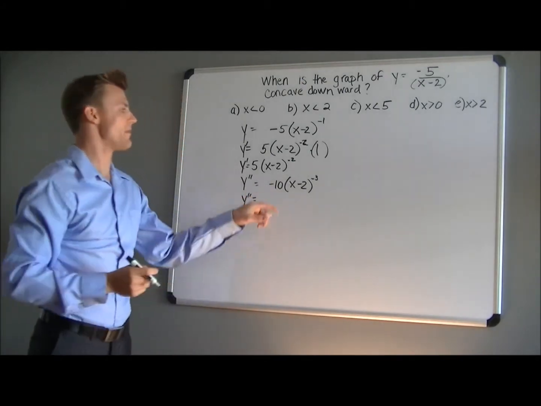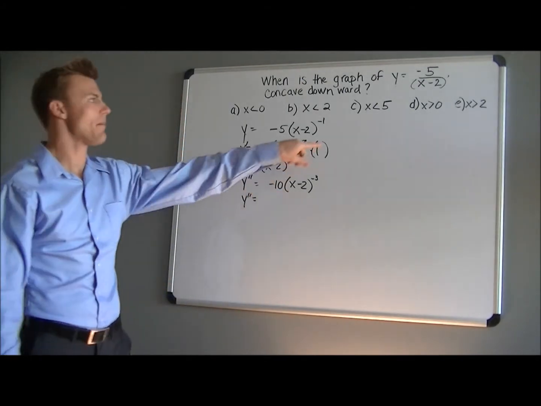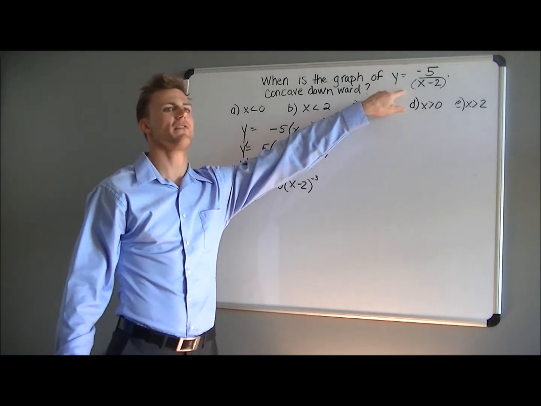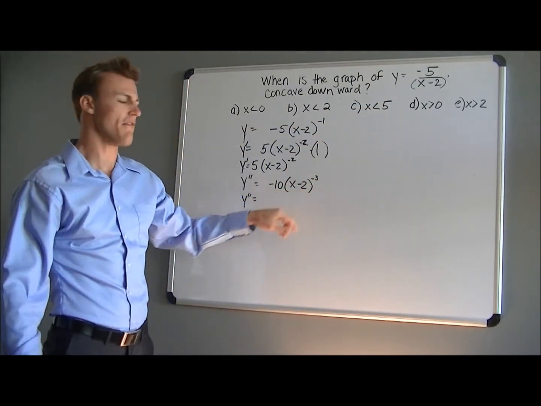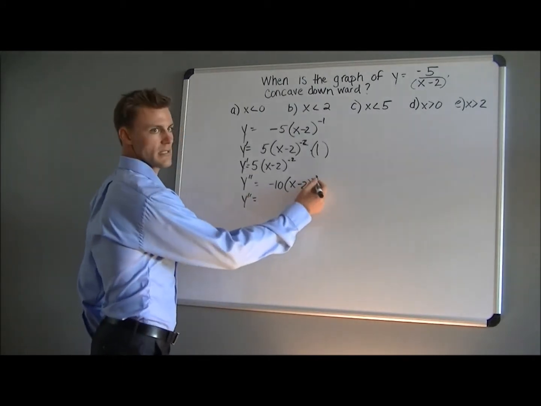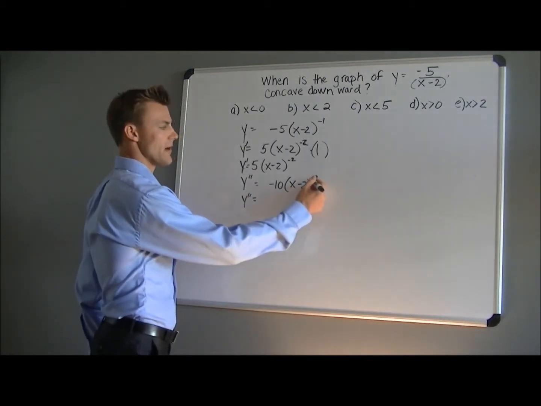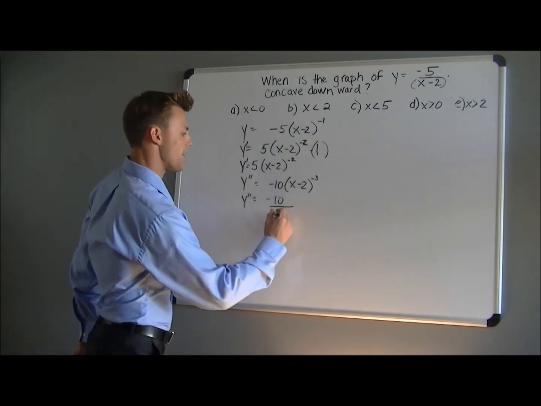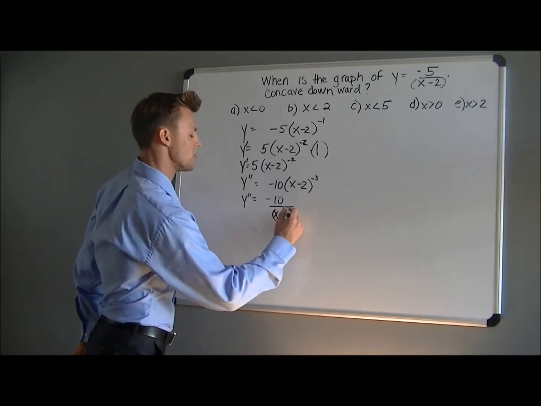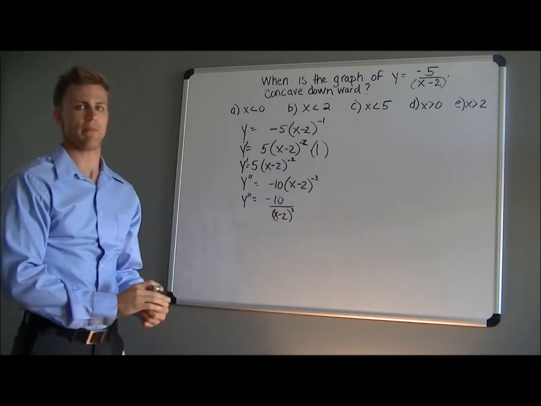Y double prime, therefore, using the same property of rewriting the original function, we are now going to rewrite the second derivative in fraction form. Since this x minus 2 quantity is raised to the negative third power, it's the same thing as negative 10 divided by (x minus 2) to the positive third power.